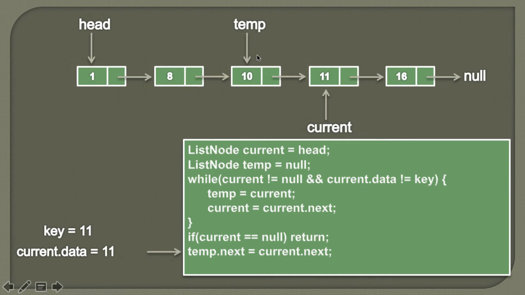So if you see, temp next points to current and current next points to the node having value 16. Therefore, we'll simply assign current next value to temp next. So it would look something like this. First, this link will be removed, and when we assign current next to temp next, it would look something like this.